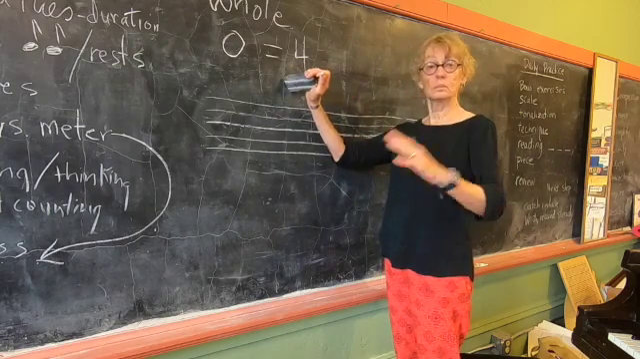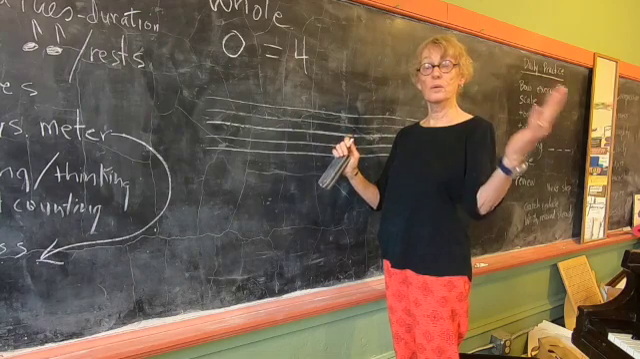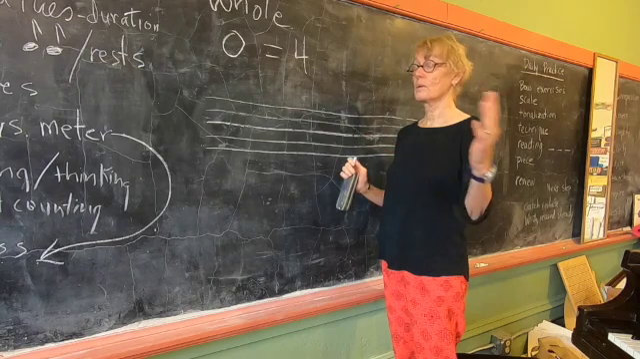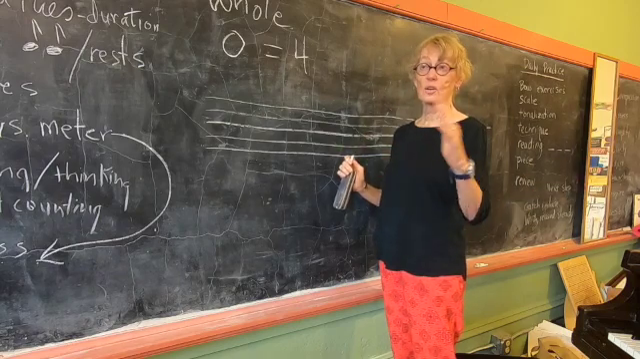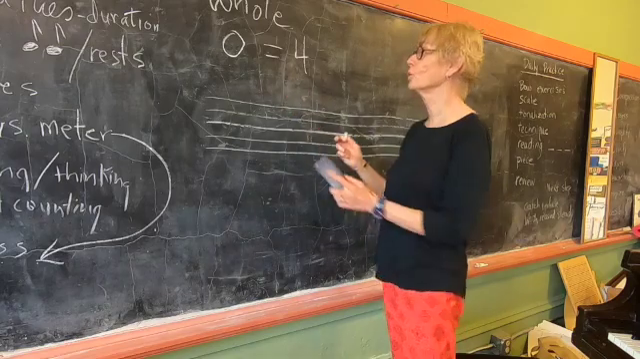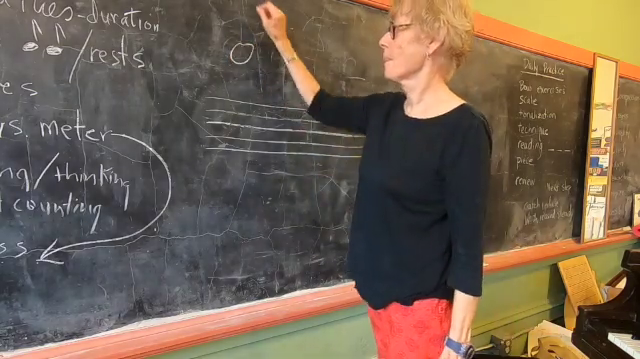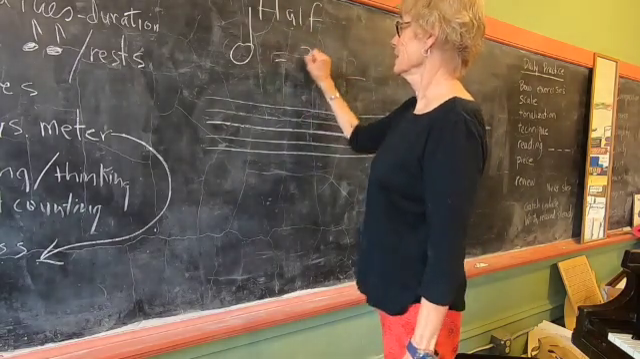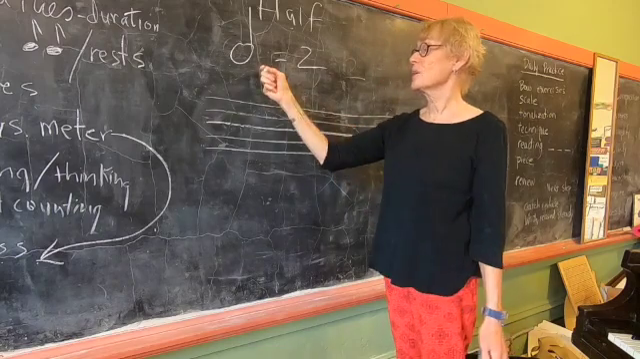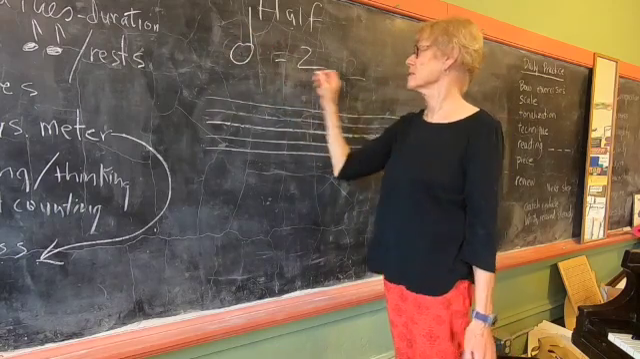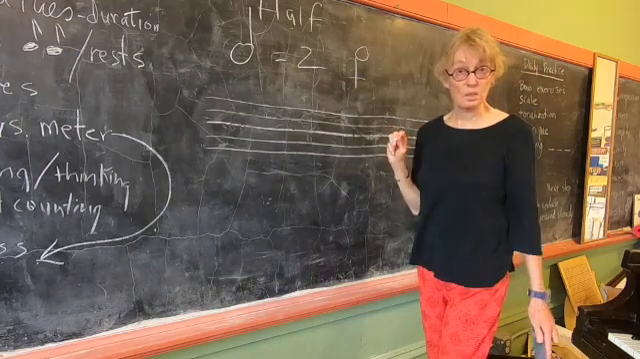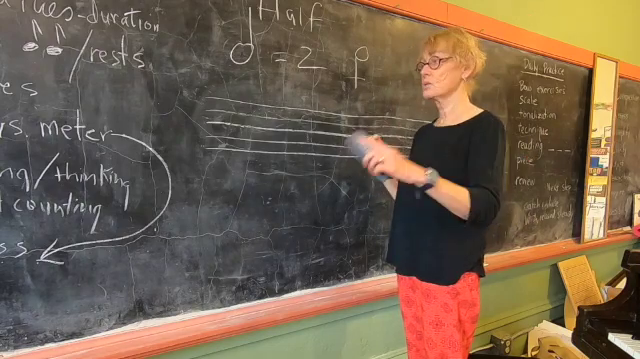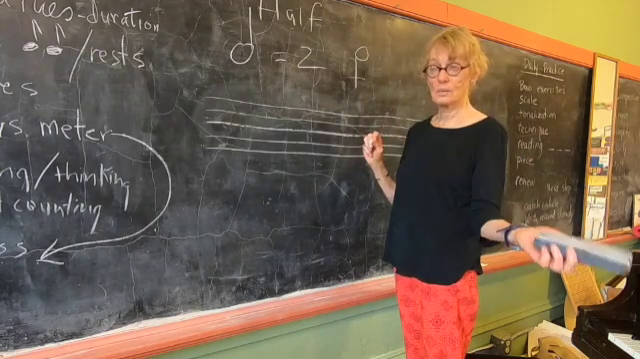So a whole note, we get 4. 1, 2, 3, 4. 1, 2, 3, 4. 1, 2, 3, 4. That would be 3 whole notes. This is a half note. And it equals 2 beats. So the difference is you have a note head and you have a stem. The stem can go down as well as up. Gets 2 beats. 1, 2, 1, 2, 1, 2, 1, 2.